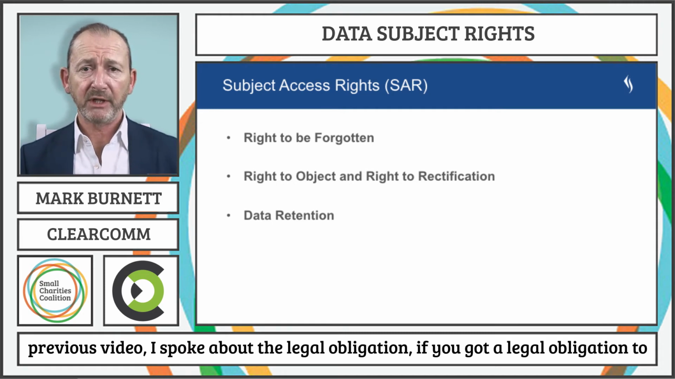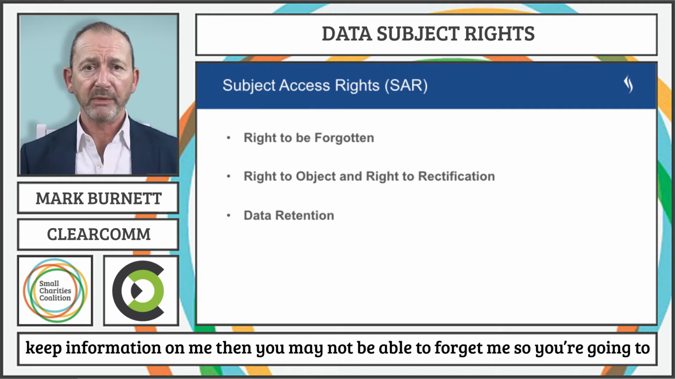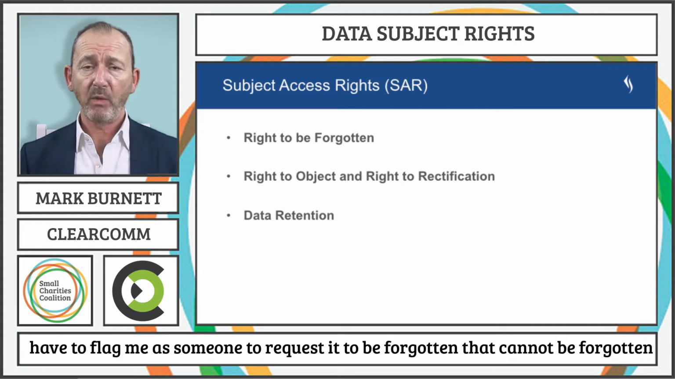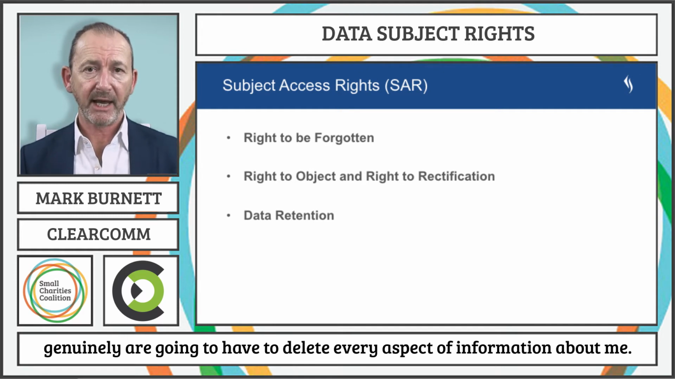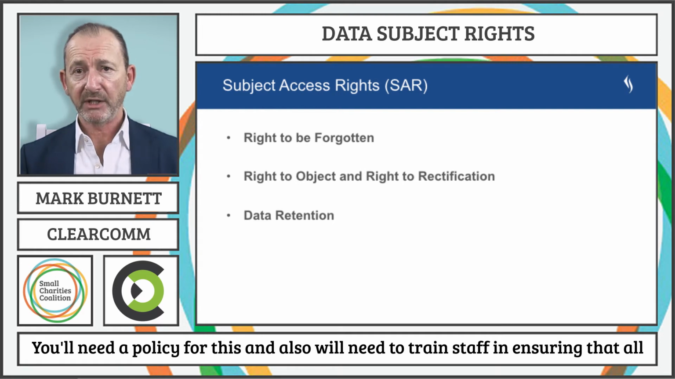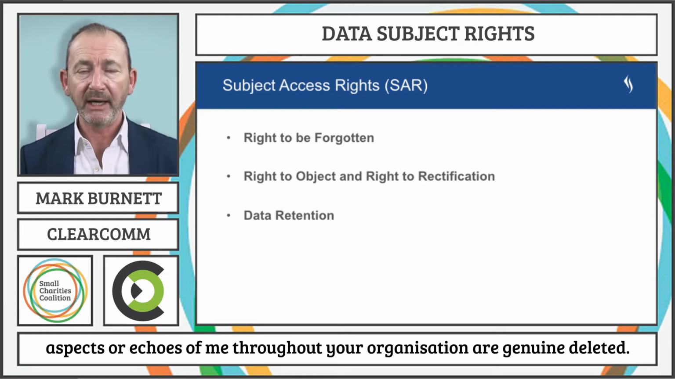Now in a previous video I spoke about legal obligation. If you've got a legal obligation to keep information on me, then you may not be able to forget me. So you're going to have to flag me as someone that's requested to be forgotten but cannot be forgotten because of a legal obligation. But if you haven't got a law to rely on, then you genuinely are going to have to delete every aspect of information about me. You'll need a policy for this, and also will need to train your staff in ensuring that all aspects, all echoes of me throughout your organisation are genuinely deleted.